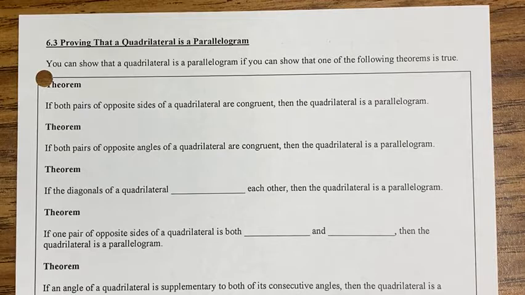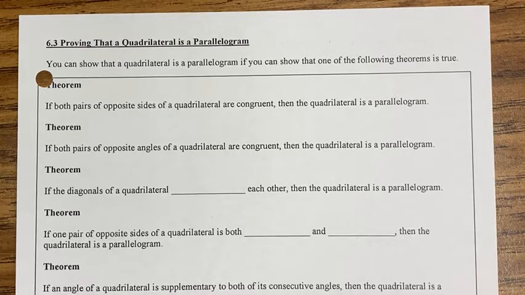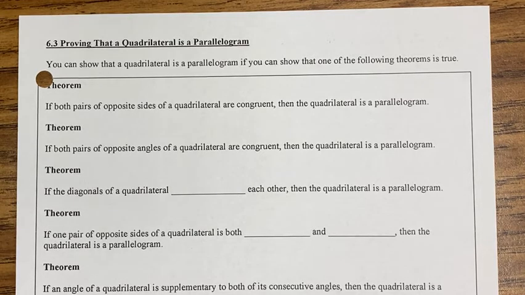Hi guys, today we're going to learn how to prove that a quadrilateral is a parallelogram. First and foremost, remember that the definition of a parallelogram is that both pairs of opposite sides need to be parallel, okay, to be a parallelogram. Otherwise, you don't have a parallelogram. In addition to that, you can show that a quadrilateral is a parallelogram if you can show that one of the following theorems is true.